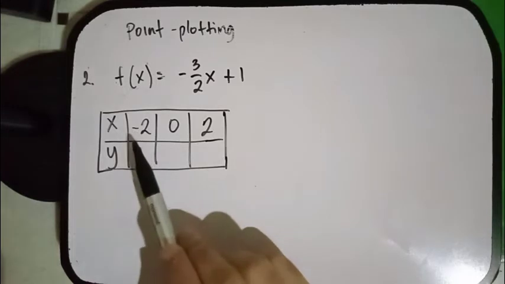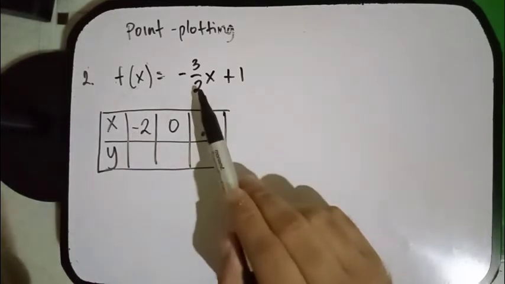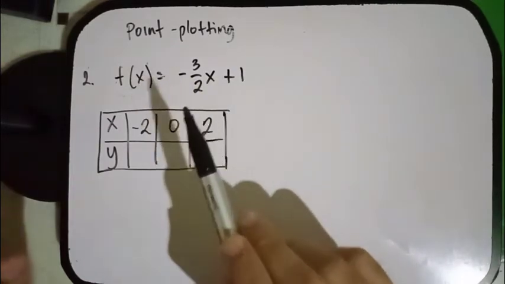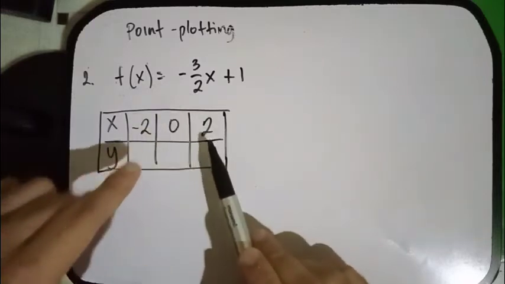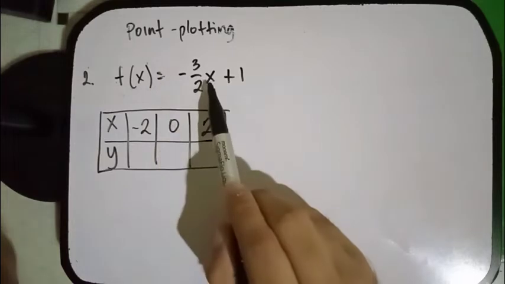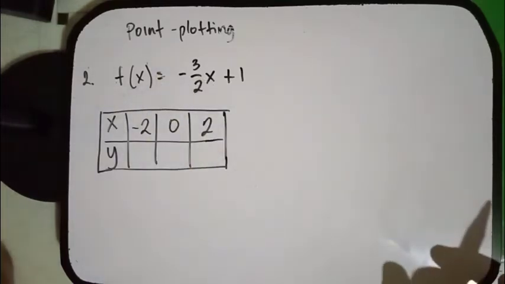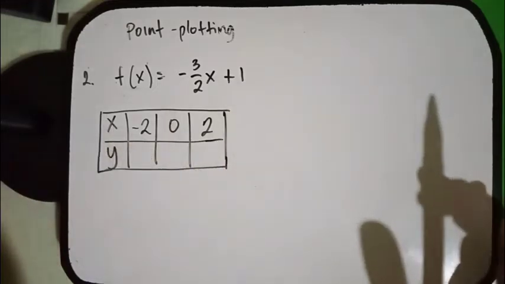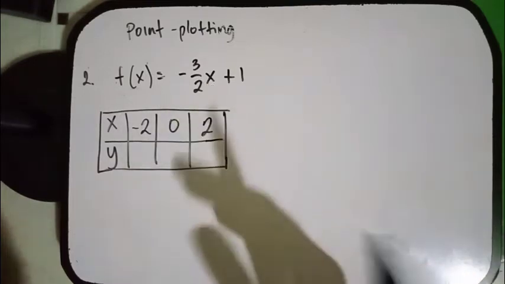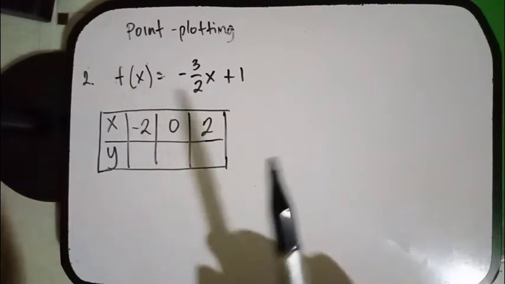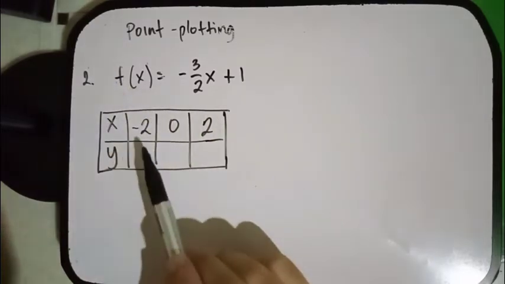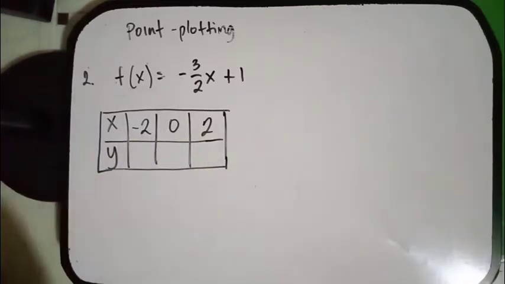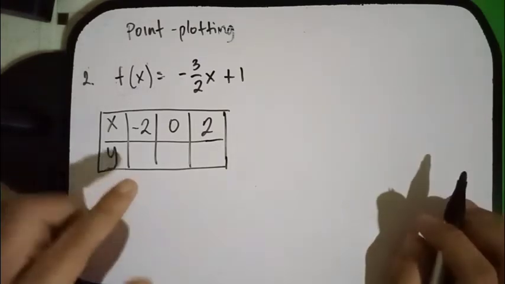Kaya lang, kaya napili yung negative 2, 0, at saka 2 kasi yung denominator ng fraction na ito ay 2. May fraction kasi, so kung ano yung denominator, ayun yung magiging values ng x na kapag sinubstitute mo dito, magiging integer yung sagot. Ngayon, kung pipiliin natin is negative 1, 0, at saka 1, which is pwede naman din, kaya lang, pag sinimplify mo, magiging fraction yung value ng function. Okay? Kaya, negative 2, 0, at saka 2 ay mas magandang gamitin. Okay? So, ayan. Okay na tayo dito sa values of x.